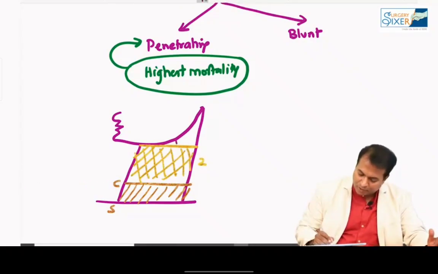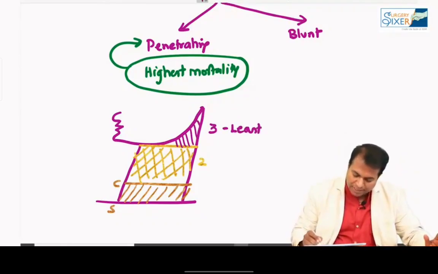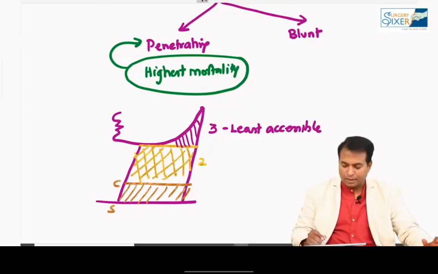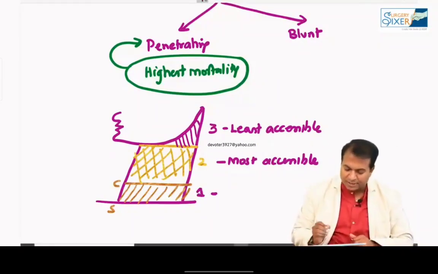Zone 3 is from angle of mandible to base of skull. So this is the least accessible zone. Zone 2 is the most accessible zone. Most accessible means which zone we can operate on easily. Zone 1 is the third zone.